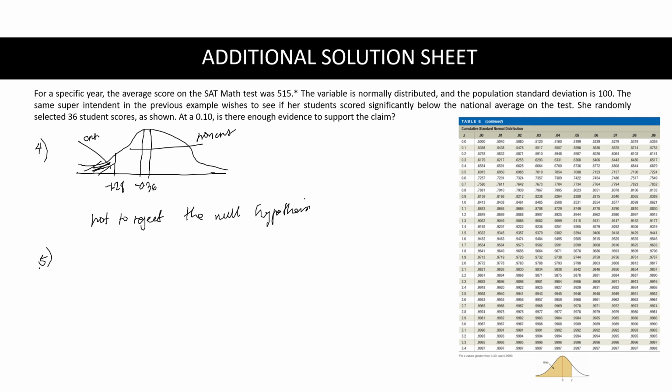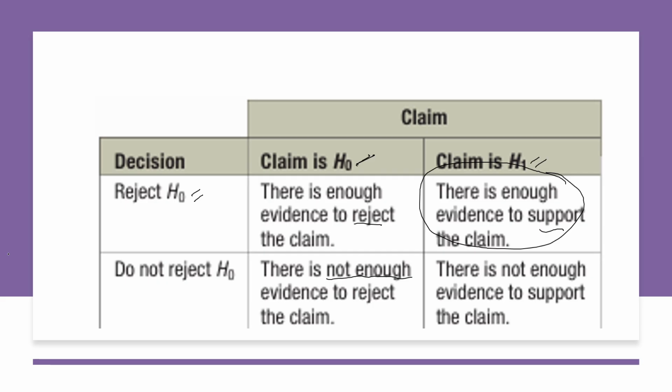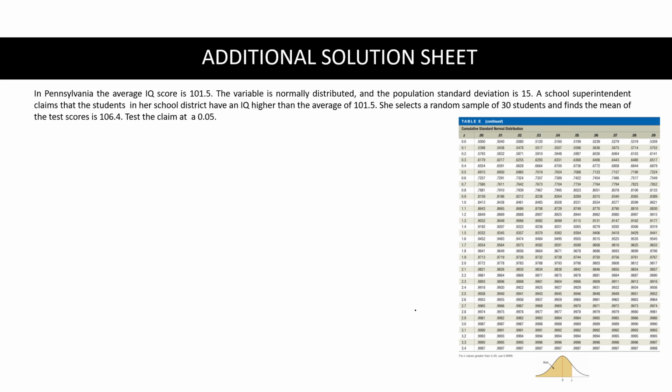Now we have to summarize the result. Go back to the first statement: if the claim is our H1 and we do not reject, the statement should start with, there is not enough evidence to support the claim.